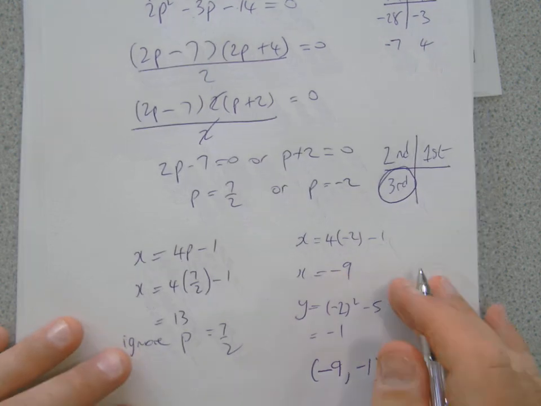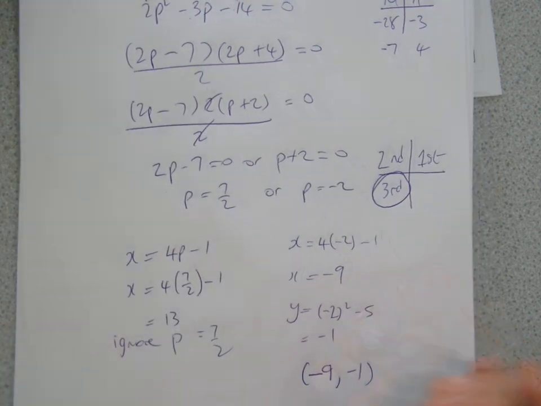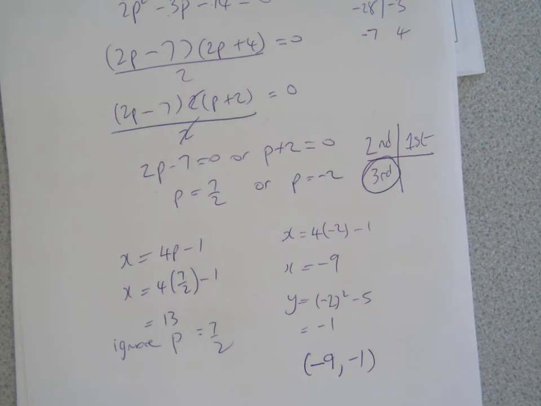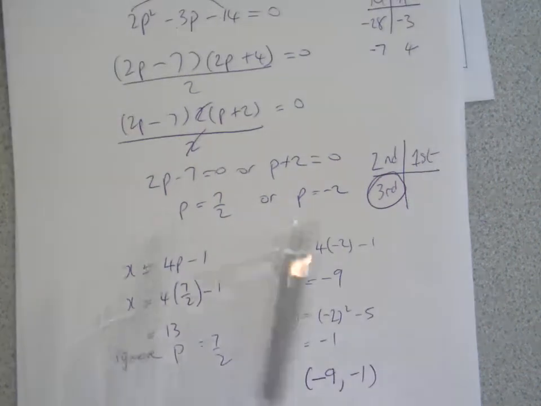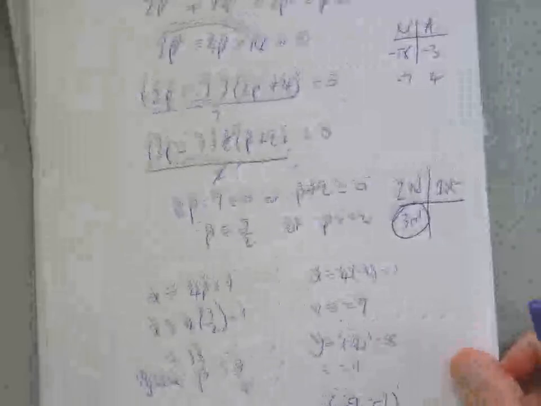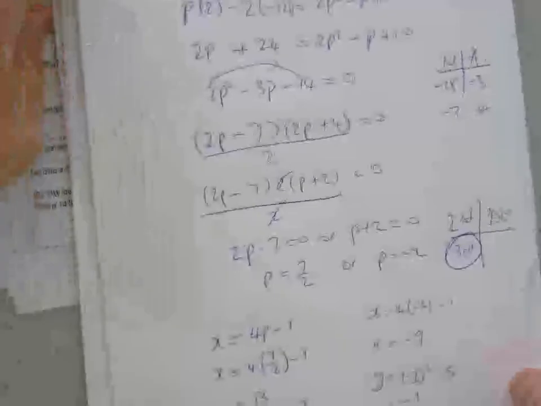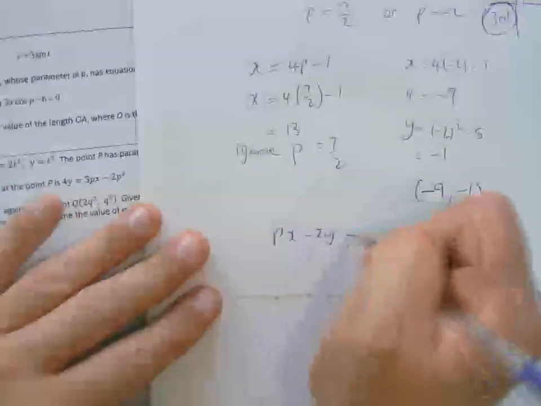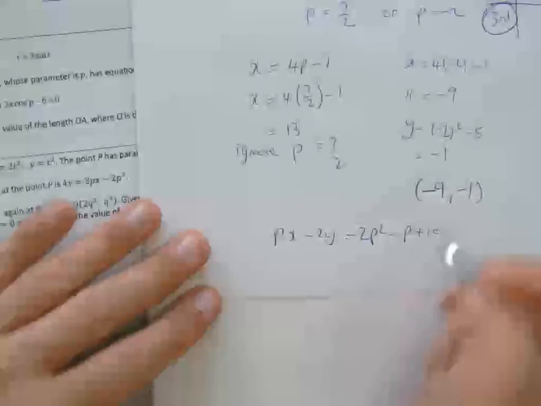And the gradient at that point is what we've got, isn't it, with regards to the curve. So it says find the equation of the tangent, right? Now, you go back to what you established in part A. We had px minus 2y equals 2p squared minus p plus 10. That's the equation of the tangent.